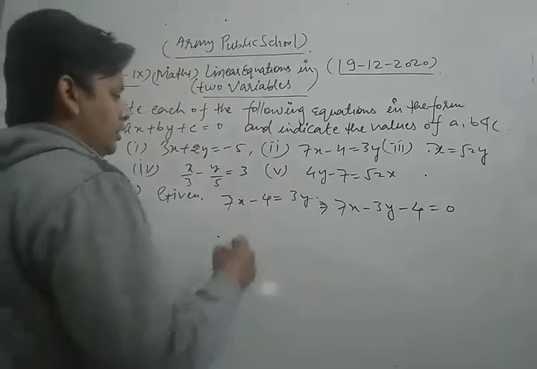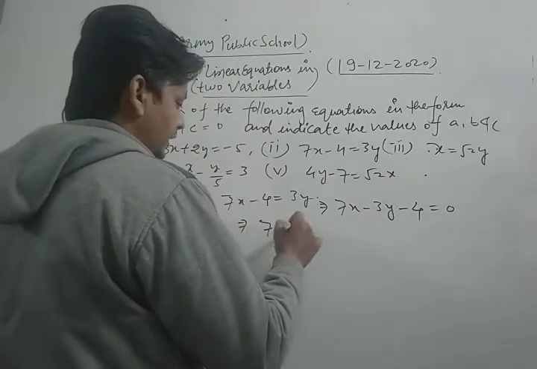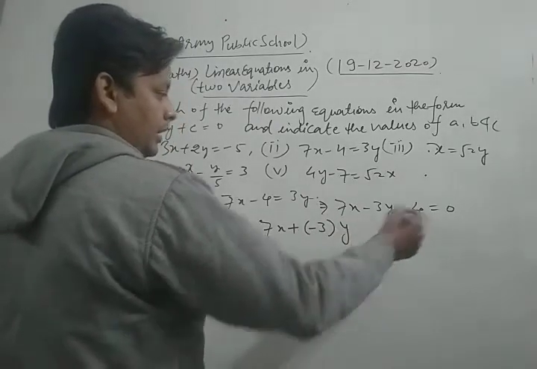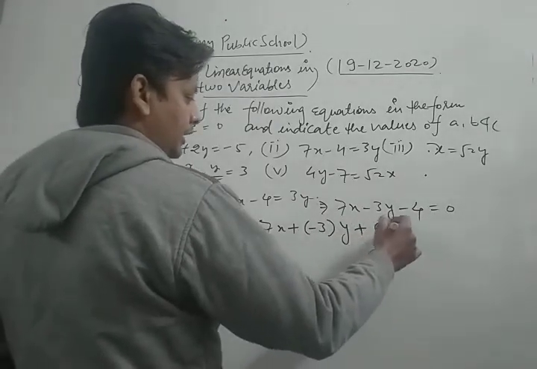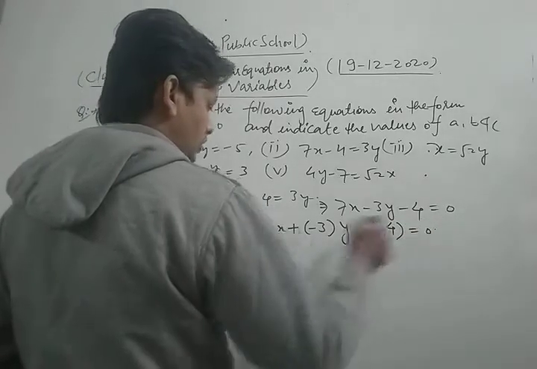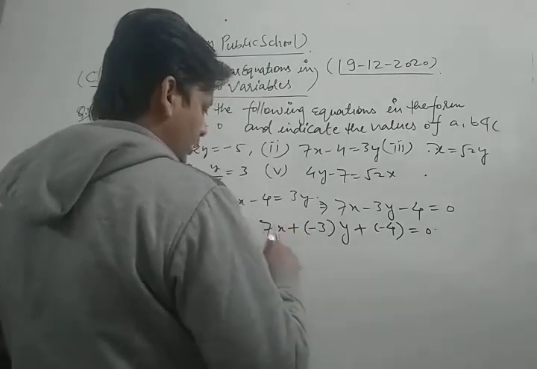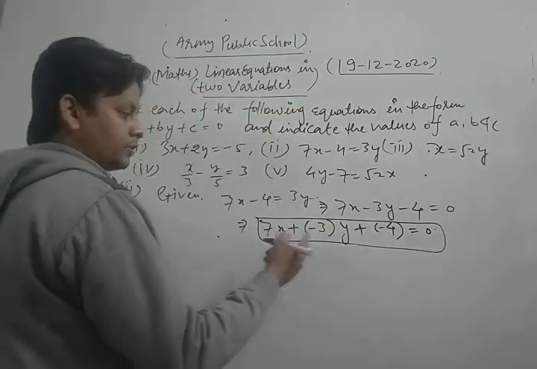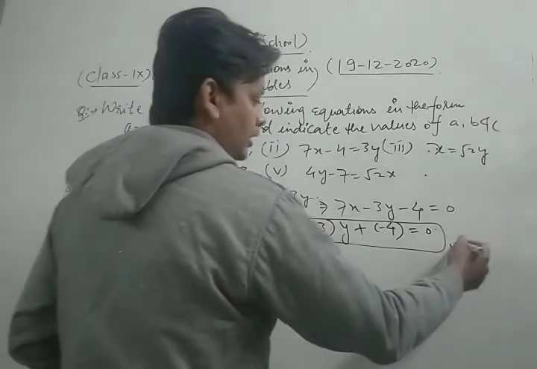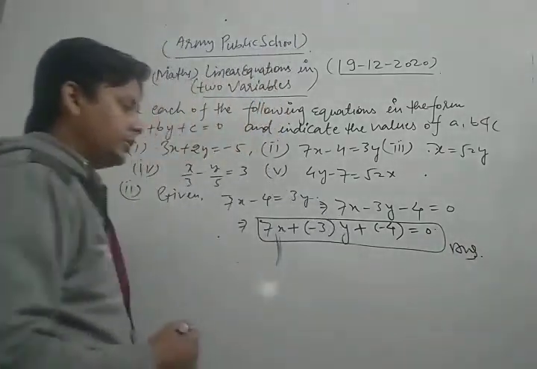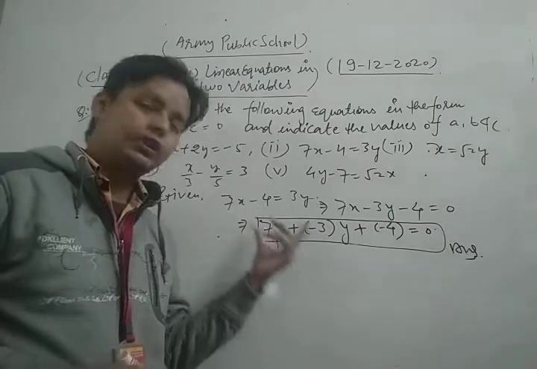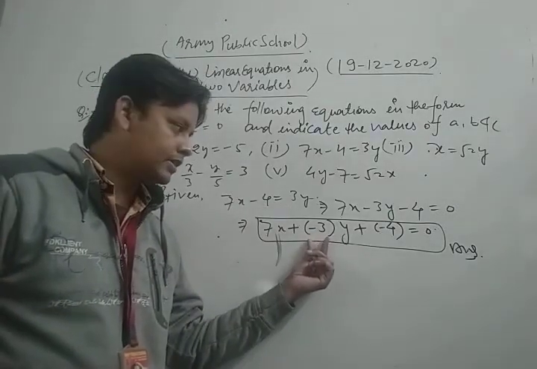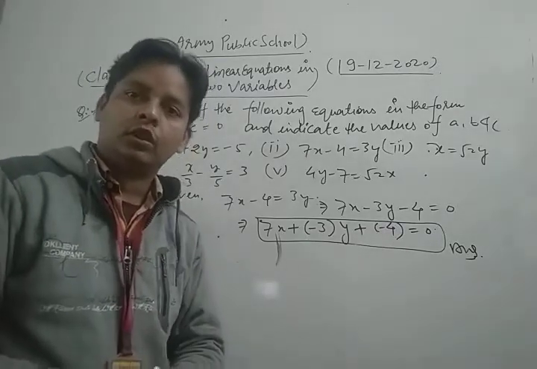Now we can write 7x plus, we can write minus 3 into y, and we write plus, and in brackets we write minus 4 is equal to 0. This is the required form of the equation, the form of ax plus by plus c is equal to 0. This is the one answer because we represent the given equation in the form ax plus by, where the value of b here is minus 3 and c is minus 4.